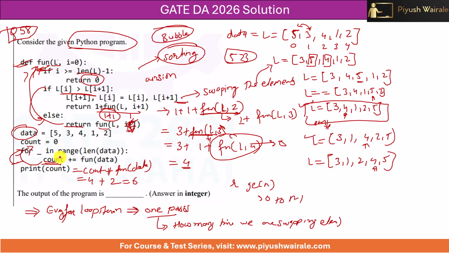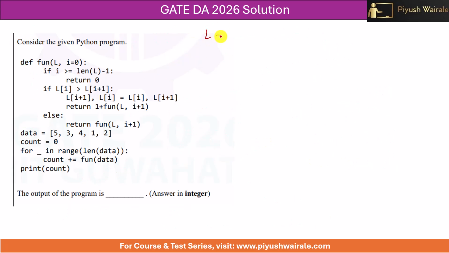That's it. Okay. So again, if I go for the next pass here, what did I get? 3, 1, 2, 4, 5. So let me take a new slide. Here I got 3, 1, 2, 4, 5. The value of count is basically what we got, 6 now. Okay. Again, we have to call this particular function here.